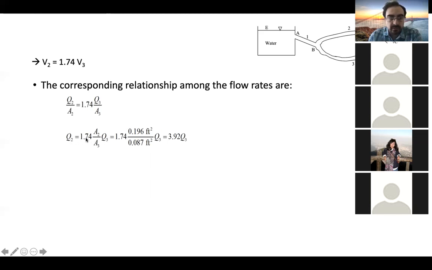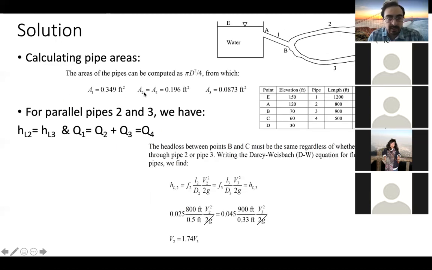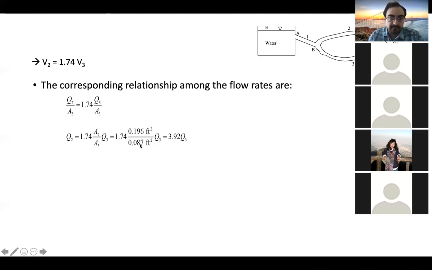So Q2 equals 1.74 A2 over A3 times Q3, and then we just substitute the areas that we had calculated before. So we had already calculated the areas of the different pipes here. This is A2, 0.196 square feet, and A3 is 0.873 square feet. So I just substitute those here and multiply by Q3. This is going to give me a relation for Q2 and Q3. So Q2 is going to be 3.92 times Q3. Okay.